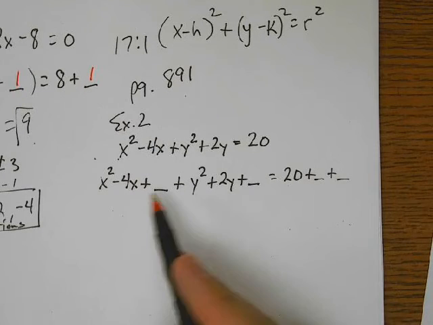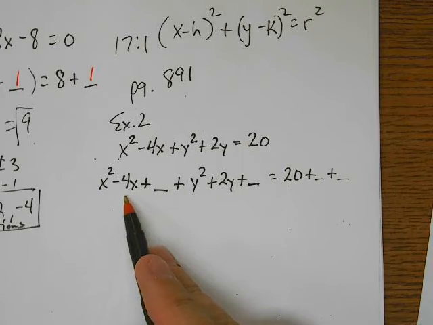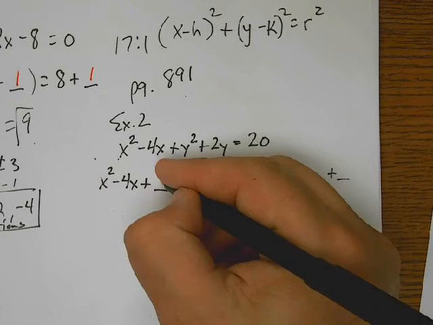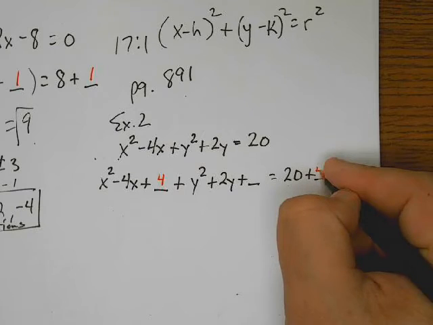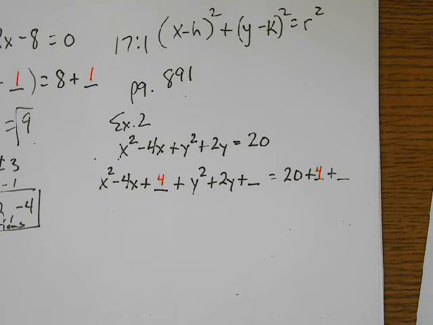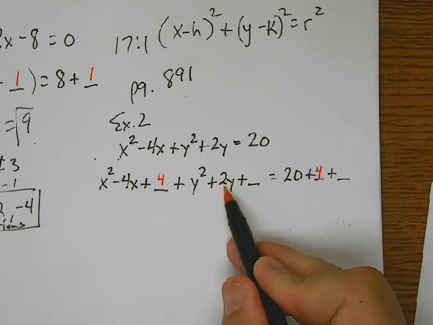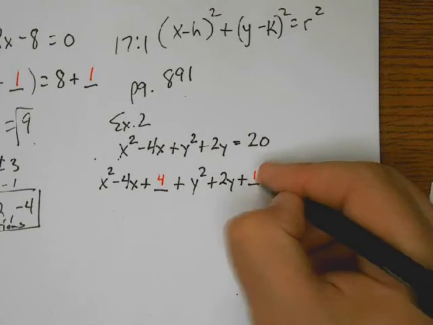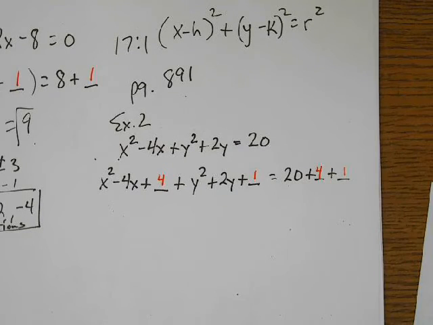Mentally, let's complete the square. Lydia, what's half of negative 4? What's negative 2 squared? We add 4 there, and we add 4 here. Carly, what's half of 2? 1. What's 1 squared? We add 1 there, we add 1 there.